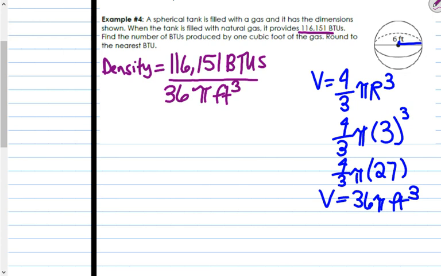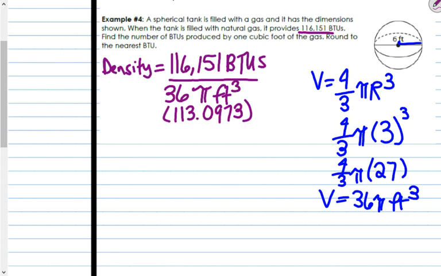So now I can find my density because I have 2 numbers, and I'm simply going to divide 116,151 by 36, and then divide it by pi again. Or if you want to find out what is 36 times pi, the 36 times pi is 113.0973. And so then you would divide 116,151 by 113.0973. And you have your density.